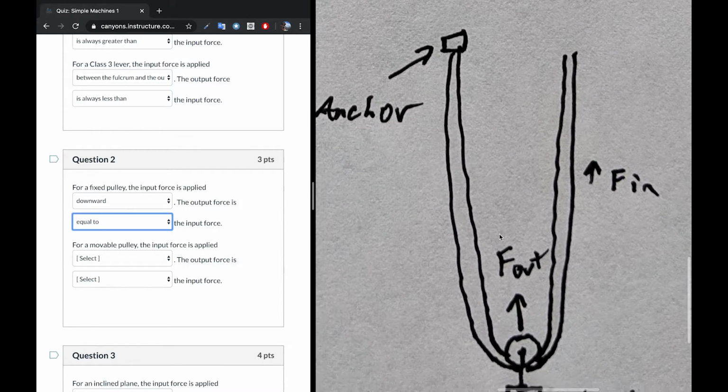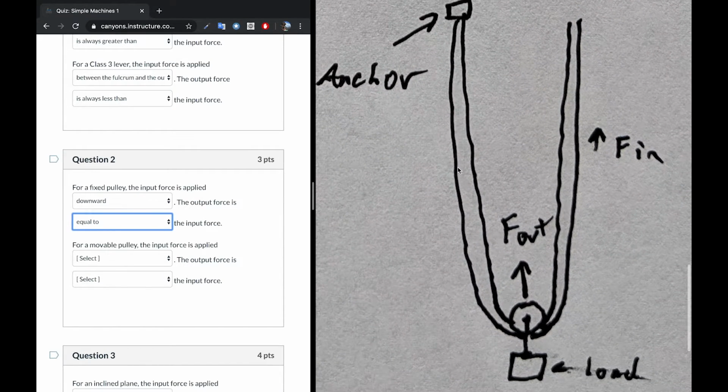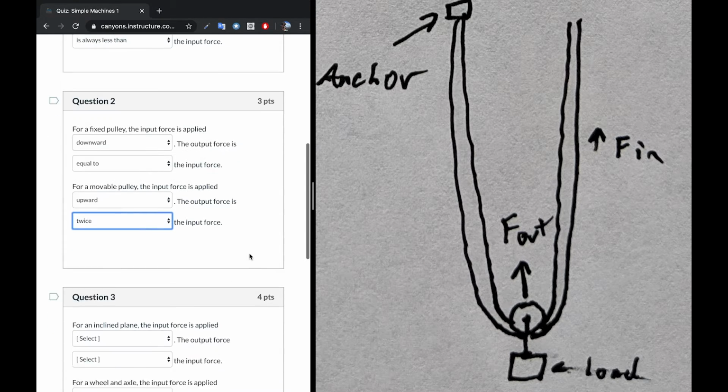The other kind is a movable pulley. So you have an anchor up there, and then the rope goes down to a pulley that's fixed to the load so it can move, and then your input force is where you're pulling up like that. And so the input force is applied upward. And then because it's splitting that load between the two ropes, the output force is twice the input force. And this is just single pulleys. If you're using multiple pulleys, you can get more complicated things. Look at my pulleys video for more detail on that.